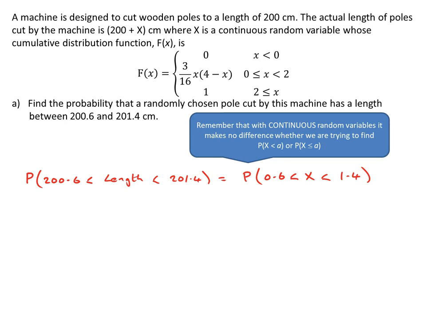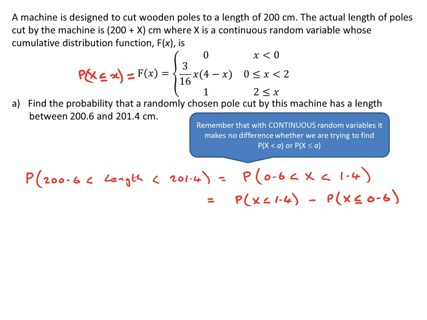Now, we commented earlier that it really makes no difference at all whether we deal with less than inequalities or less than or equal to inequalities. So we can move between the two without it making any difference to the final answer. The probability that x lies between 0.6 and 1.4 is the same thing as the probability that x is less than 1.4, take away the probability that x is less than 0.6.